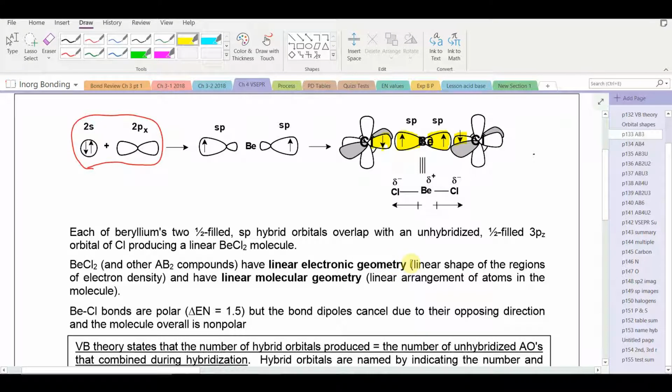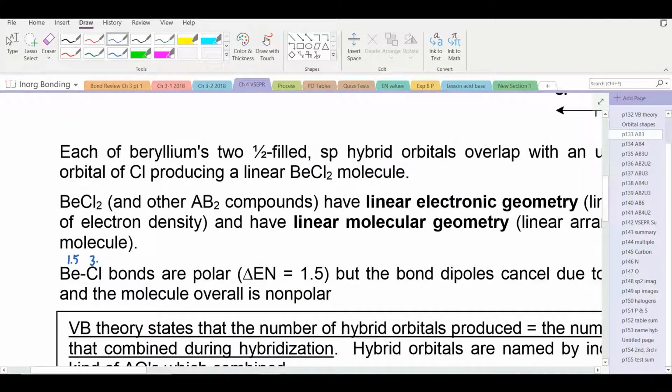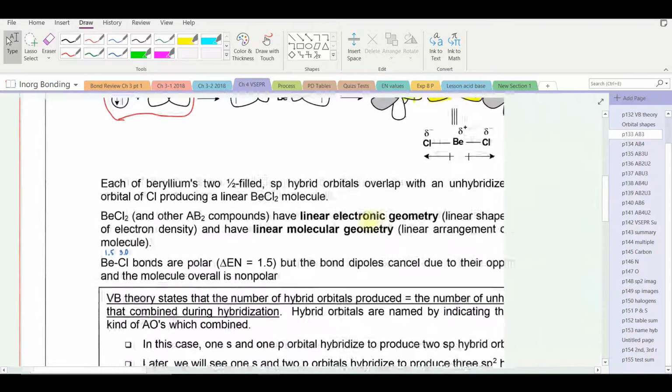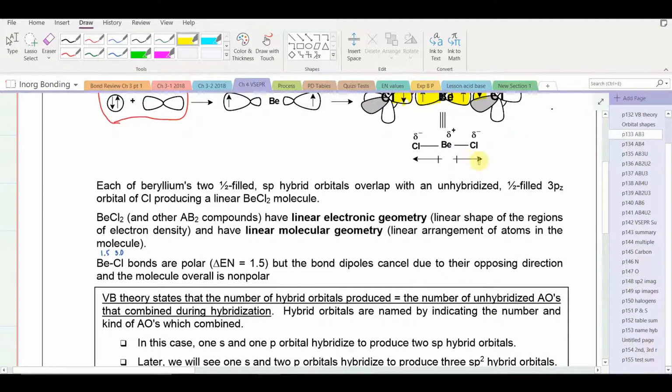That's the arrangement of electrons. It's linear shape of regions of electron density. And they'll have a linear molecular geometry, which is the arrangement of atoms around the central atom. Now, in the case of beryllium chloride, it has a dipole. Beryllium's electronegativity is 1.5 and chlorine is 3.0. The difference, the delta EN, is 1.5. And here I've shown these bond dipoles pointing in the direction of the more electronegative atom, the chlorine. But the dipoles will cancel because they're equal in magnitude and opposite in direction, and therefore the molecule overall is nonpolar, and we would predict it's not soluble in water.